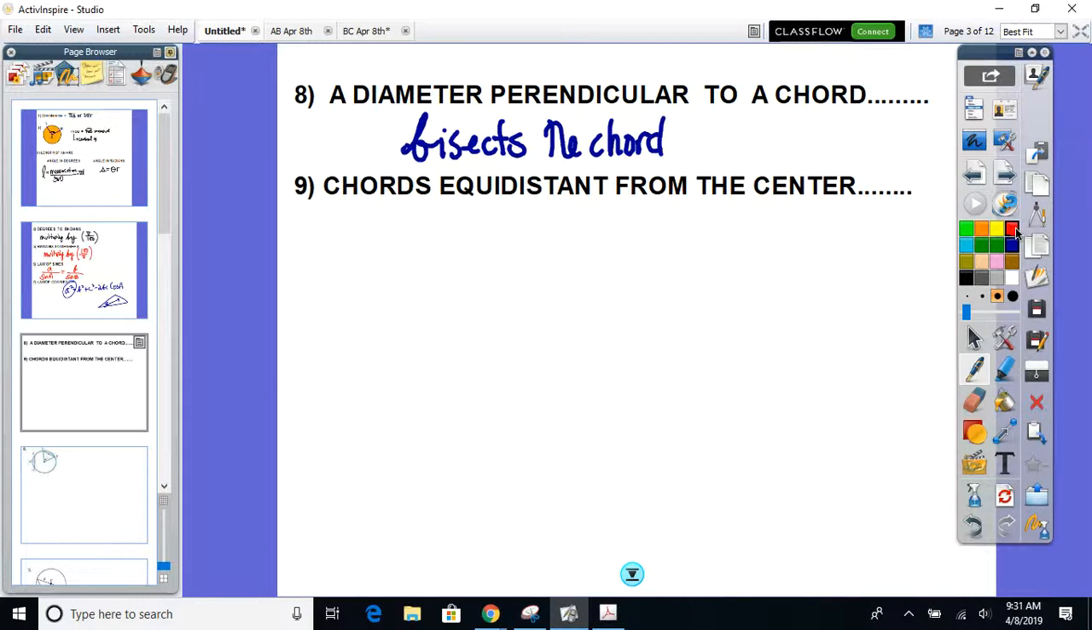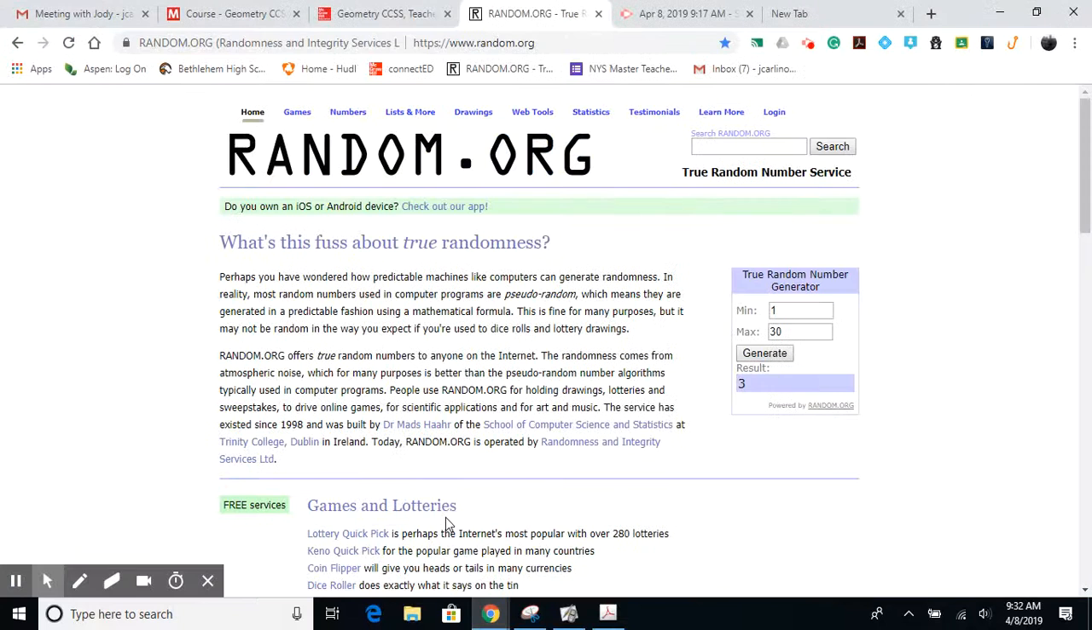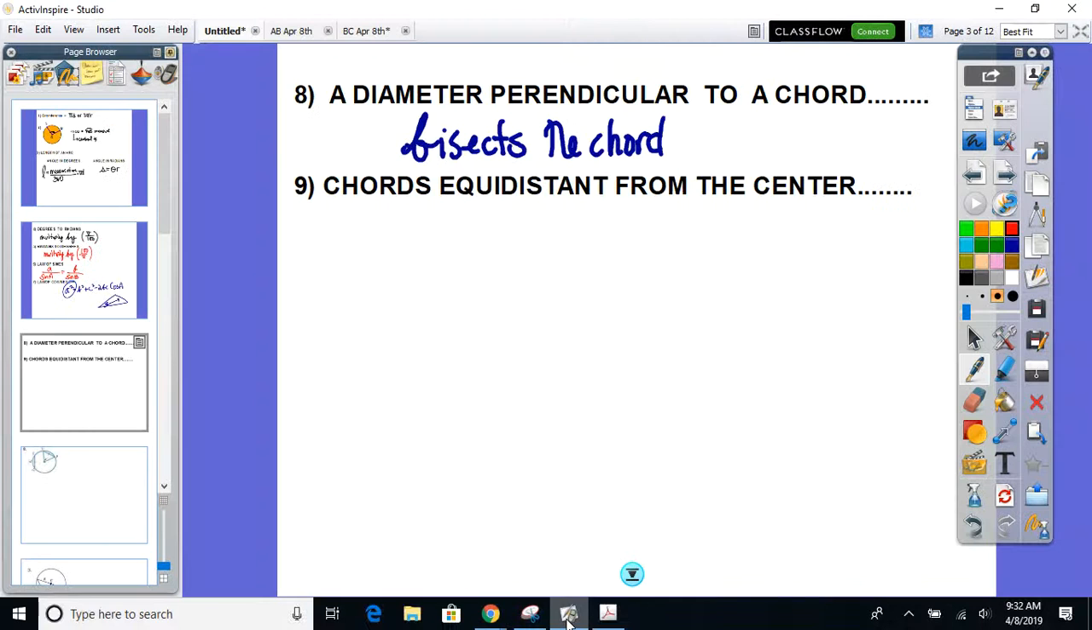And finally, if I have 2 chords that are equidistant from the center, so the same distance away from the center, what do I finish that statement? 22, finish that statement. Yep, chords are congruent.